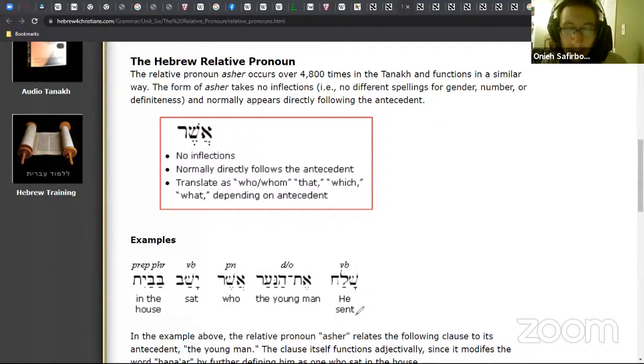But yeah, so he sent at, who did he send? Or what did he send? Directed at. Why is it directed at? Because there's a the there. The youth. They translate it as young man, but it really is the youth or the young one. Which or who sat or dwelt in the house. But it doesn't have the there.